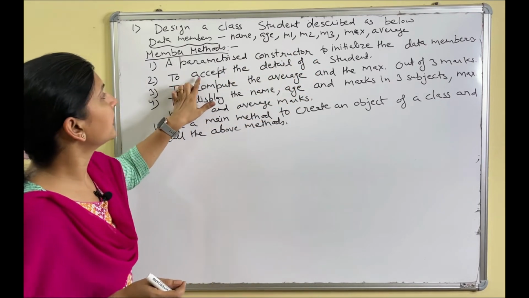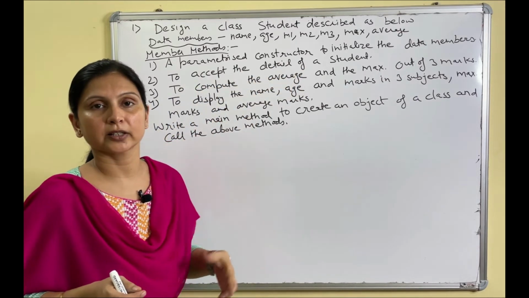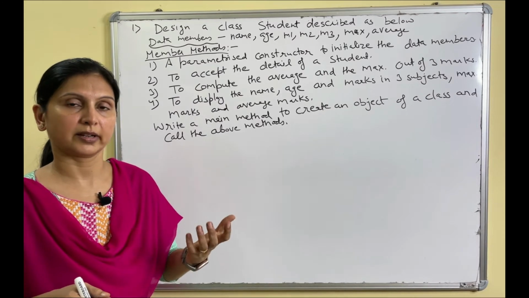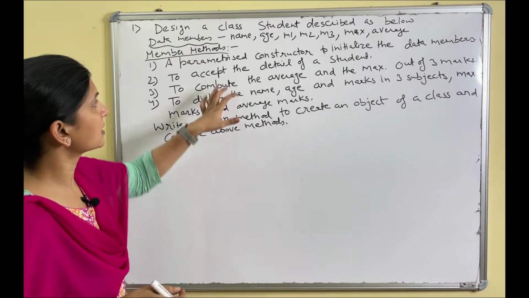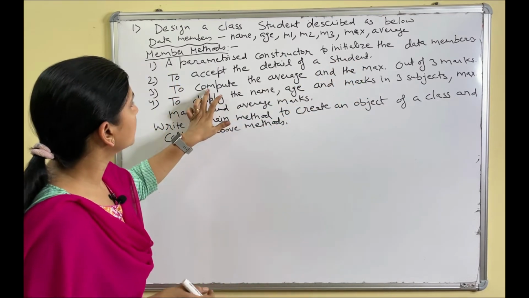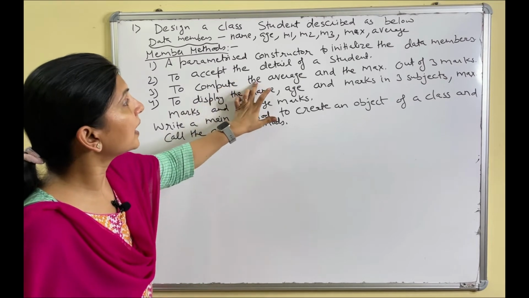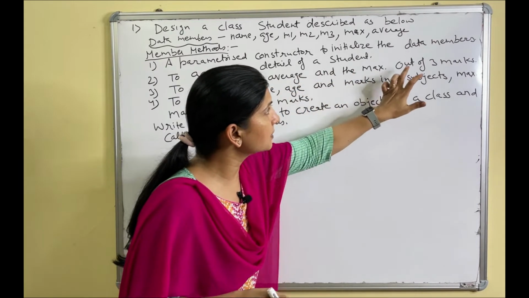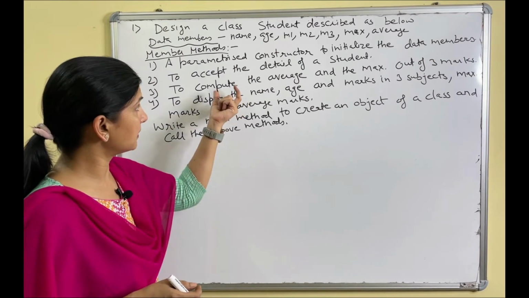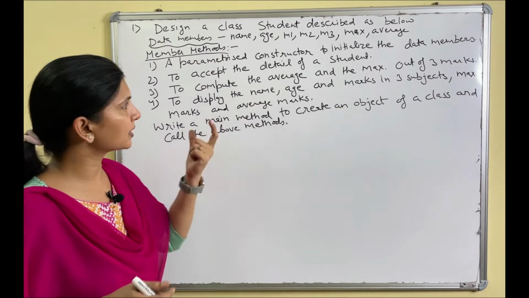So we have to make a method which is used to accept the details of a student. If the word accept is there, what does it mean? We are accepting from the user, right? So we will use the Scanner class to accept the details of a student. Then in third, we will make another method to compute the average and the maximum out of 3 marks. So we will make another method, compute. It is not necessary to name it compute, okay, but it should be relevant.